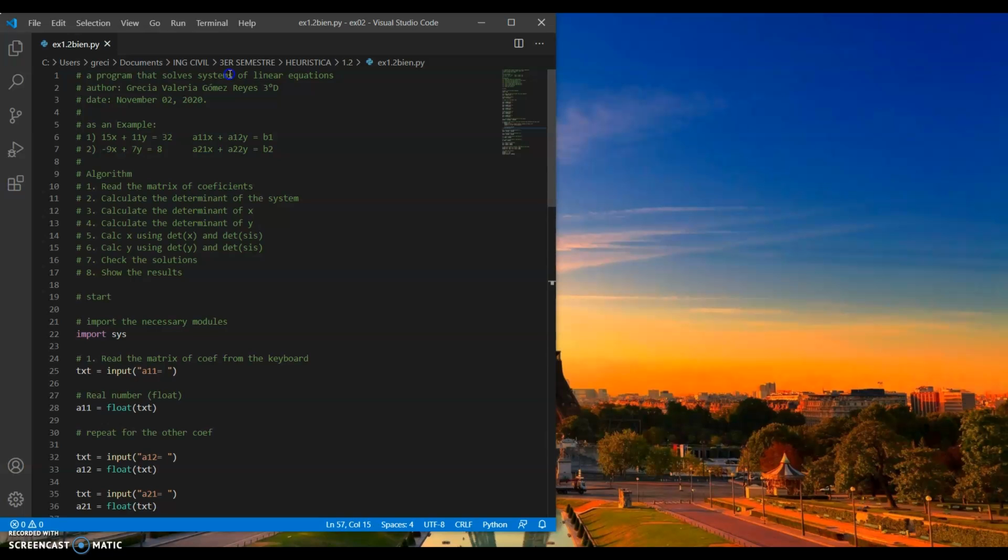But first of all, what are those systems? The systems of simultaneous linear equations consist of a group of two or more equations with the same number of unknown quantities. Here I have an example, and we require a system with two independent linear equations. There are many methods that we can use to solve systems of linear equations, but in my case, I will just explain the determinants method, okay?